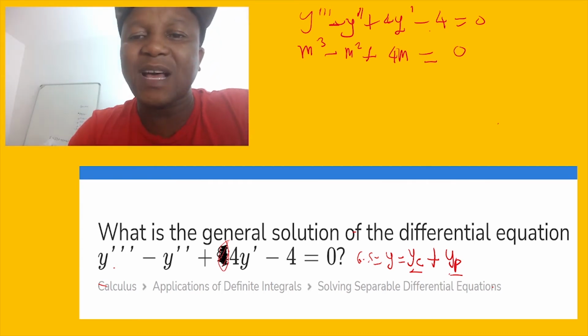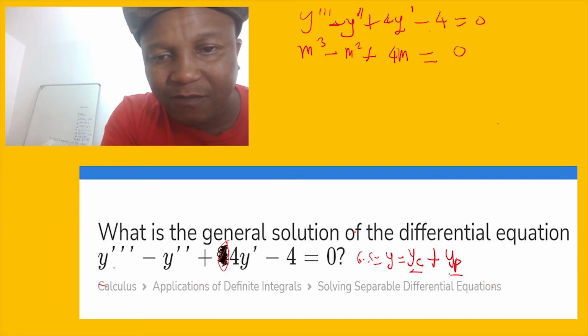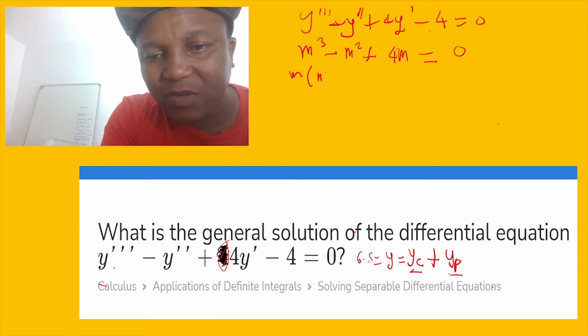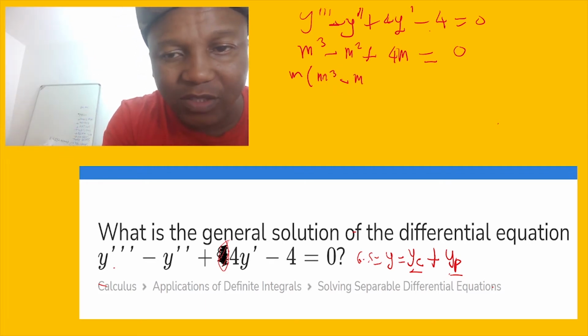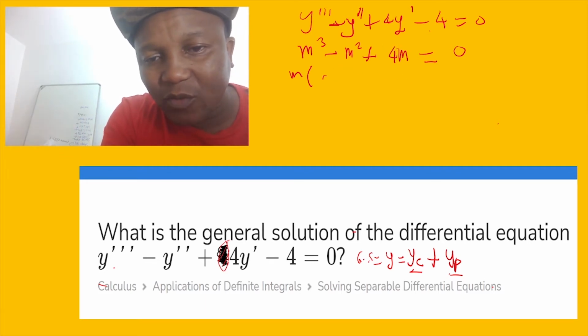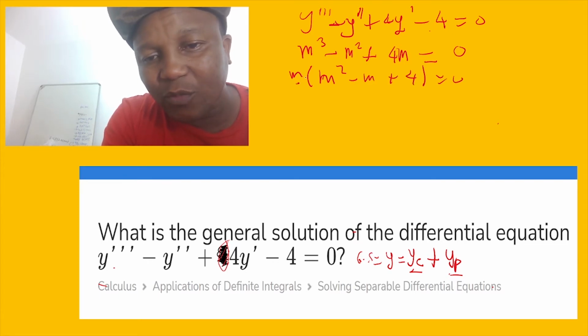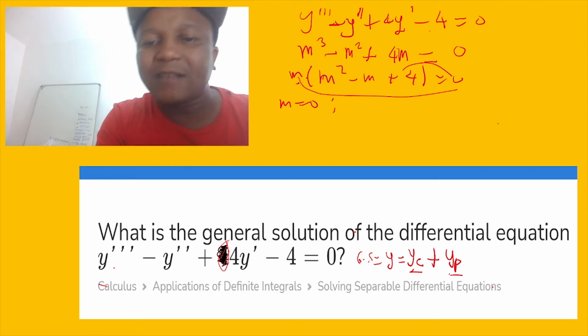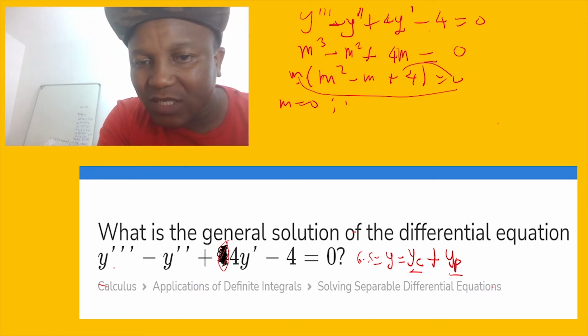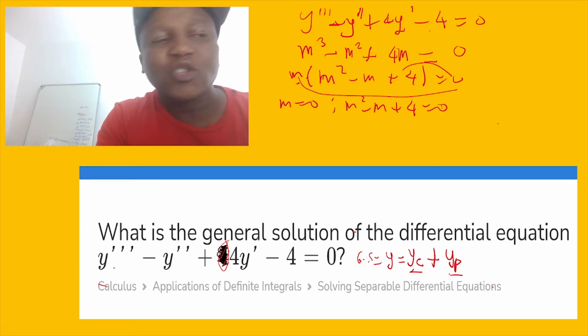So we have to solve this. First and foremost, I'll factor out m. If we factor out m, it's going to be m cubed minus m squared, my apology. This is going to be m times (m squared minus m plus 4) equal to 0. So this equal to 0 and that equal to 0. Our m equal to 0 is the root of the auxiliary, and then m squared minus m plus 4 equal to 0.